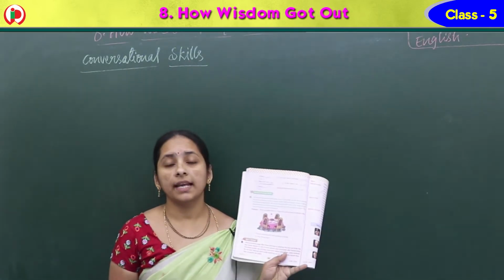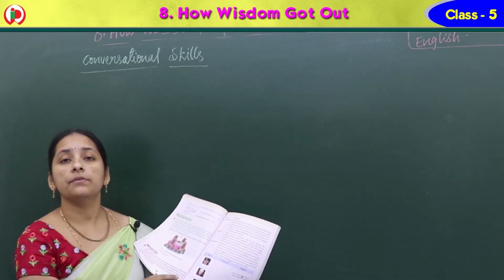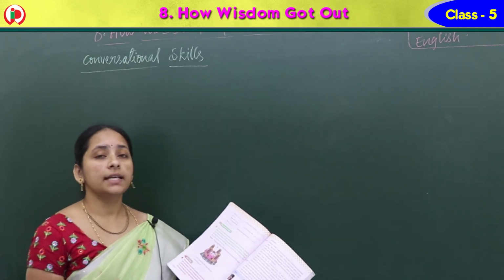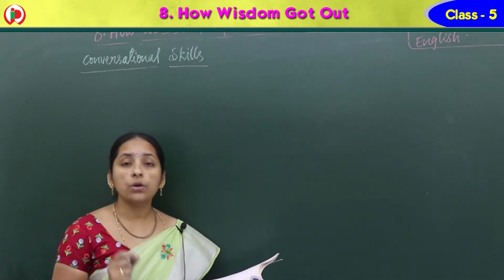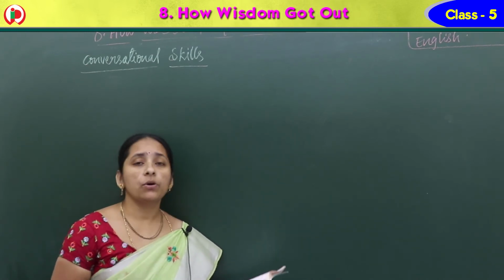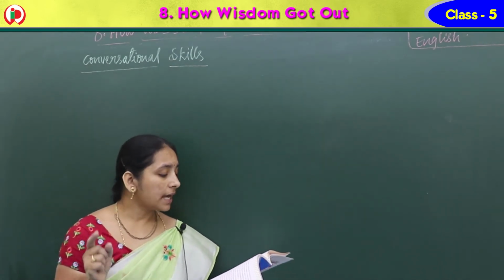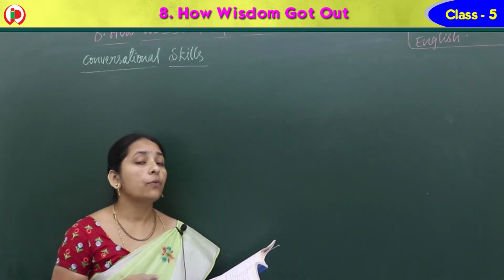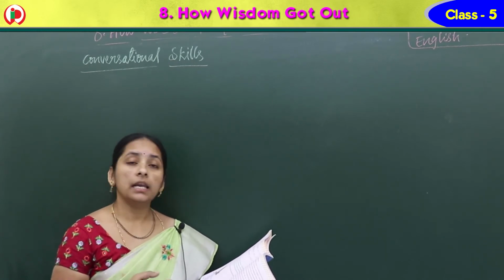Yes, see children, the next topic in your textbook is conversational skills. Conversational means to talk with others, to discuss like this. Now see here, all houses are designed differently across the world. Are all houses the same? No. Even all the buildings are designed in different ways. Right? Do you think Anansi's house had a dining room or a living room? So what do you think?